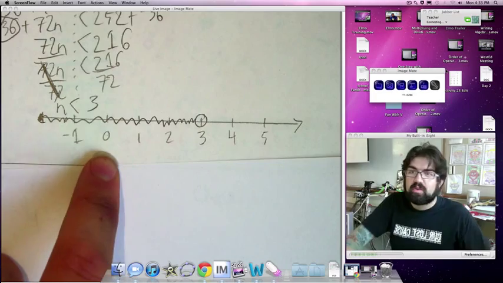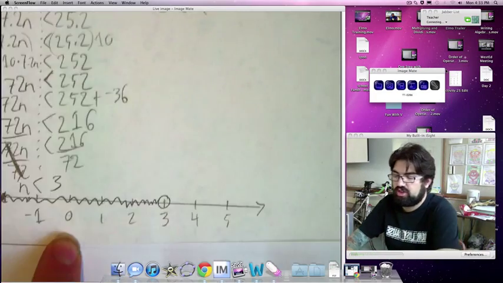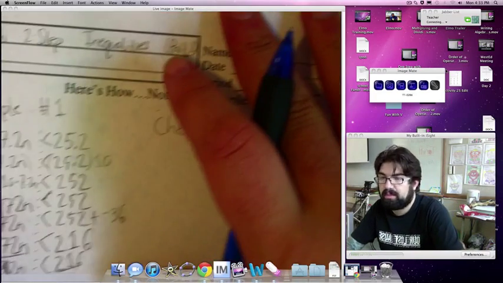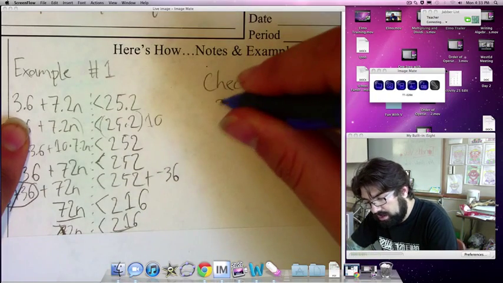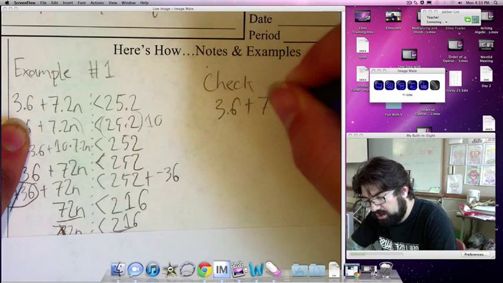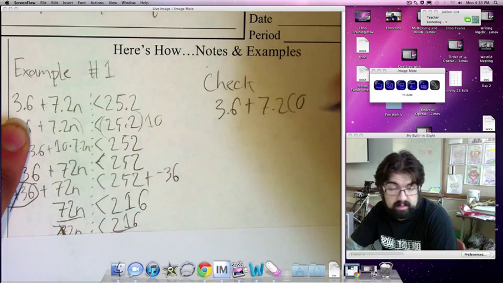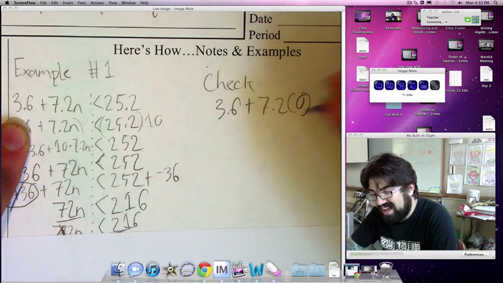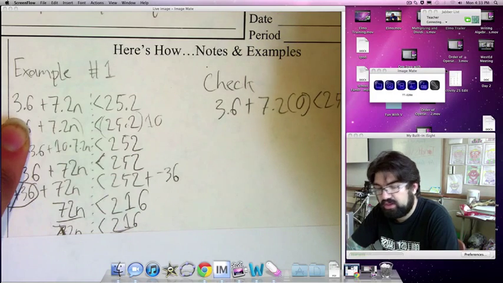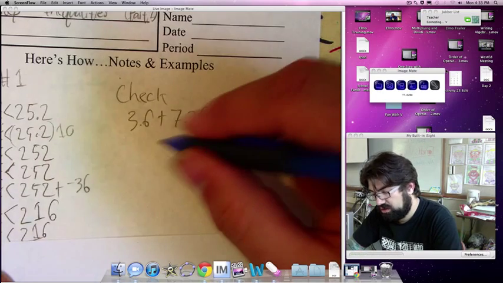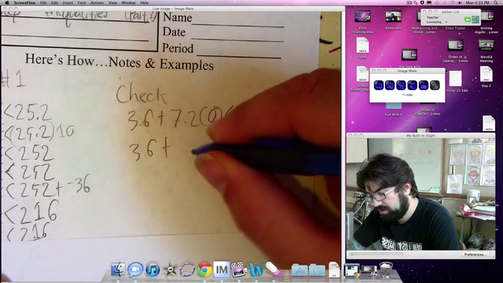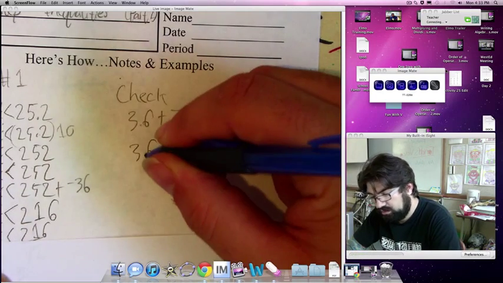Hey, we can use 0. I love 0. 0 is such a great number. So I'm going to plug it into the original inequality. 3.6 plus 7.2 times 0, because I'm using 0. Is that less than 25.2? 0 times anything is 0. So we get 3.6 plus 0.